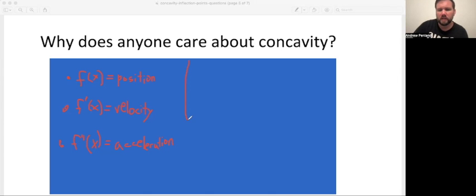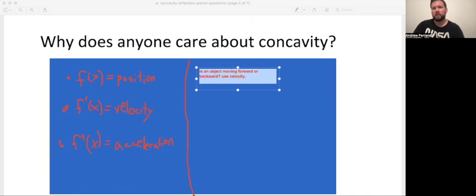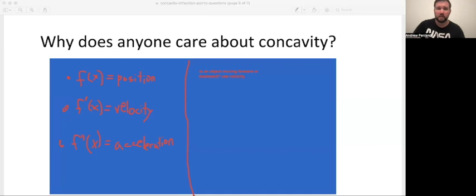So if you're trying to tell whether an object is moving forward or backwards, you use velocity, and you determine when the velocity is positive or negative. If you're trying to determine when an object is at rest, you use velocity and you determine when the velocity is equal to 0.